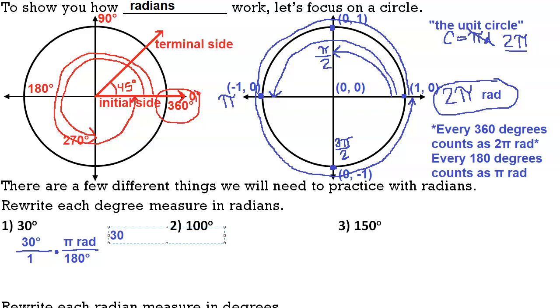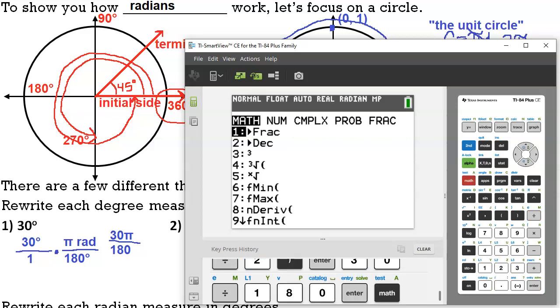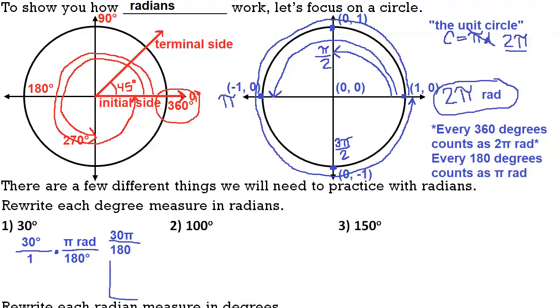30 pi over 180, which we can't leave it like that. That just seems really, really strange. So let's reduce the 30 over 180. Let's take 30 divided by 180 and then change that to a fraction and you get 1/6, which means your answer is 1 pi over 6. So pi over 6 radians.